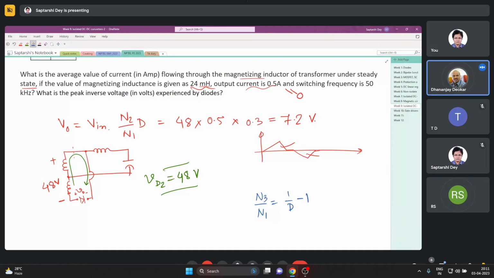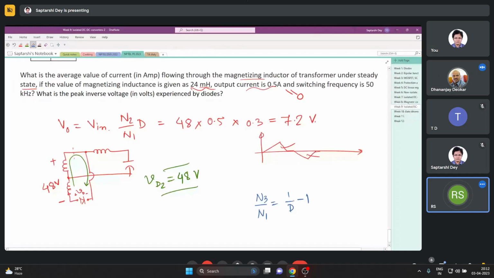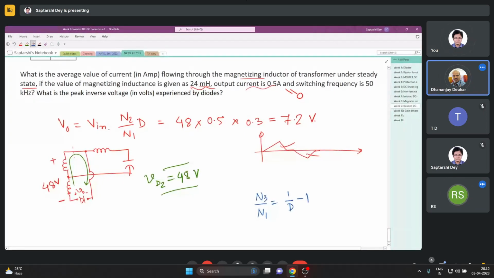Hello, hello, sir, am I audible? Yes, yes, I've heard you. I'm thinking. Yes. Similarly, if N1 is larger than N3, then we can go only less than 0.5. Yes.